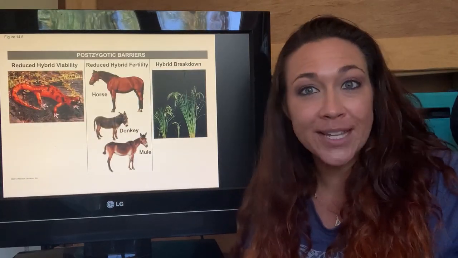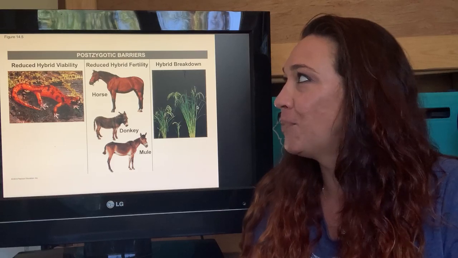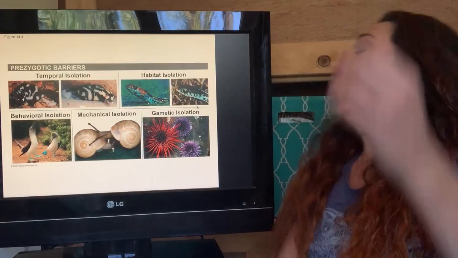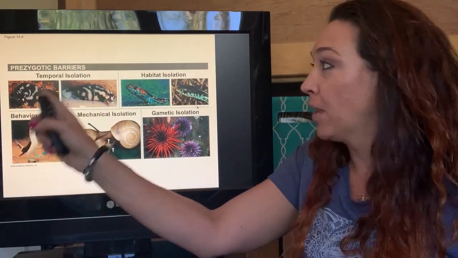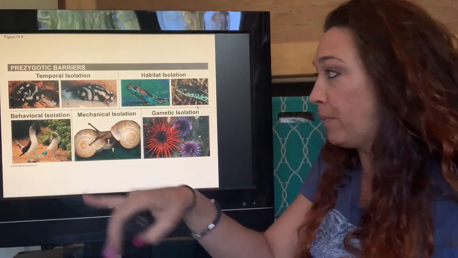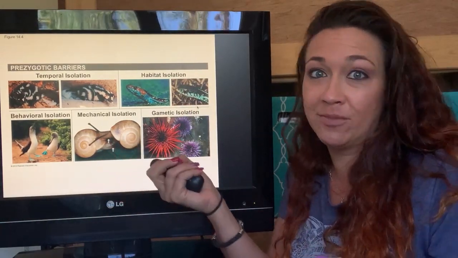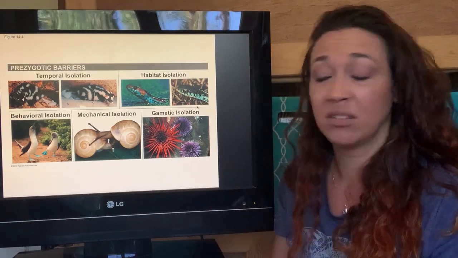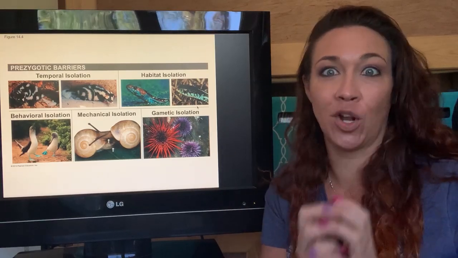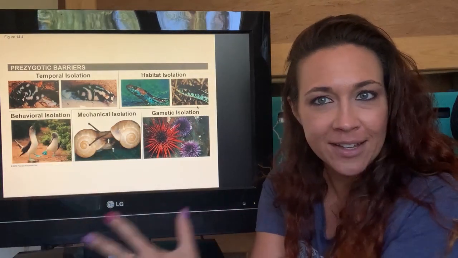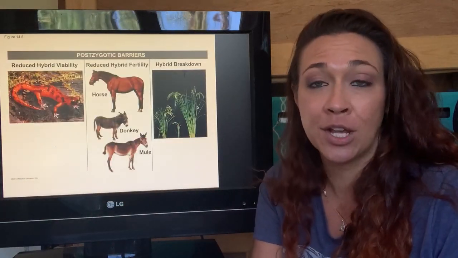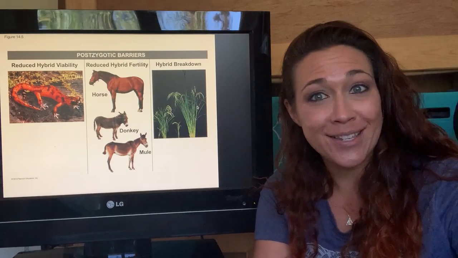And then our post-zygotic barriers are going to be post-zygotic, so there was a zygote that was actually formed. You made it at the same time, in the same place, behaviorally doing the same thing to get each other to mate. Physically, your genitalia lined up, your mechanics worked, and the sperm and the egg were able to talk to each other and communicate and actually have fertilization. If all of those things happen, then you get to the post-zygotic barriers, meaning, all right, now can you get over this hump?